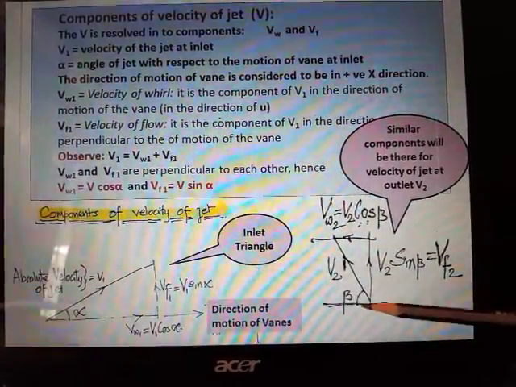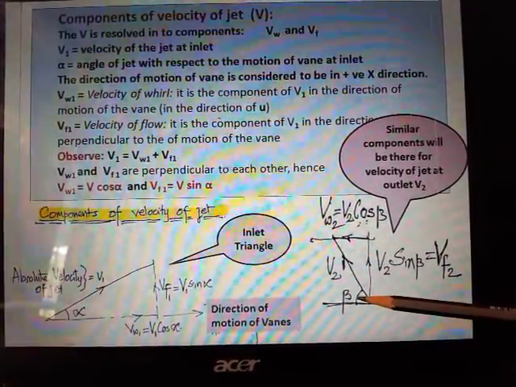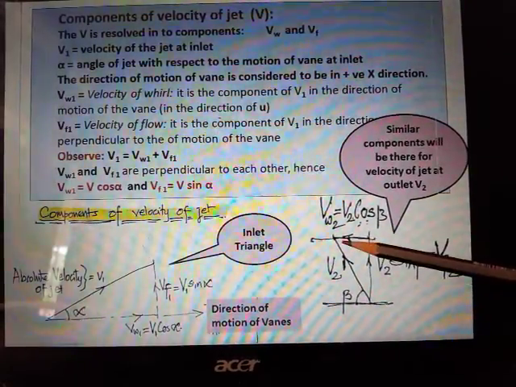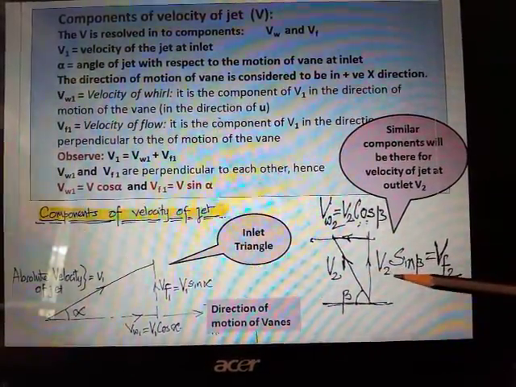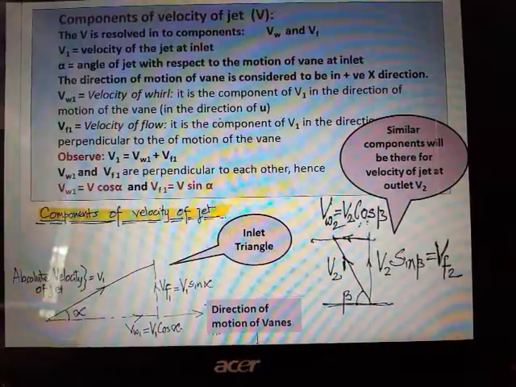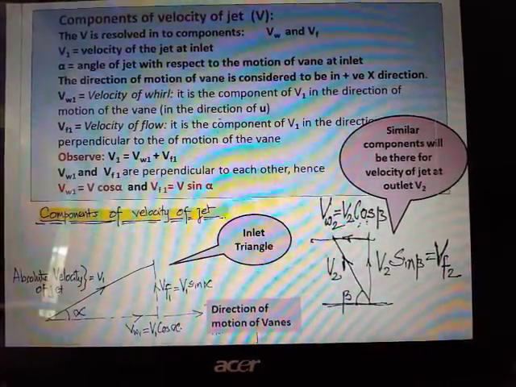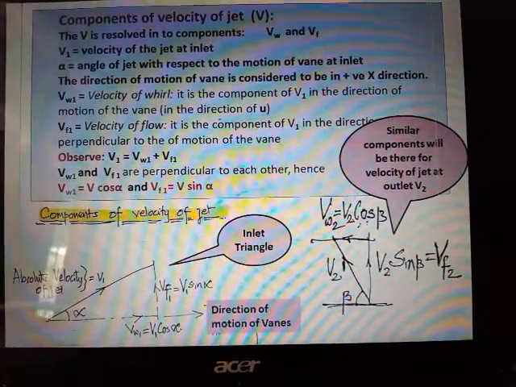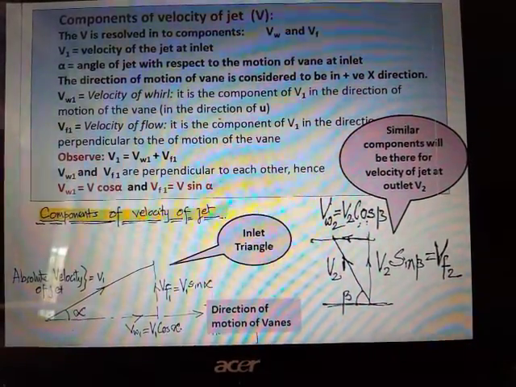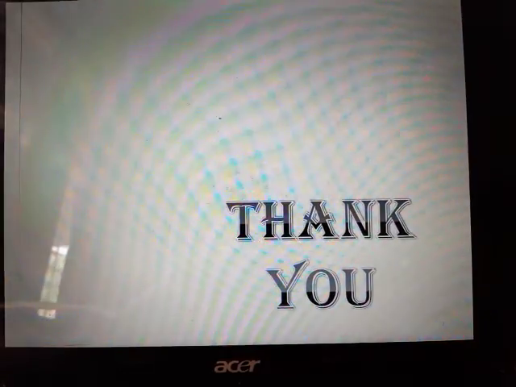Perpendicular to that will be velocity of flow. So with this as beta, this will be V2 sin beta. So this is VF2. So these are the two main components of velocity of the jet which we'll be often using. Thank you.